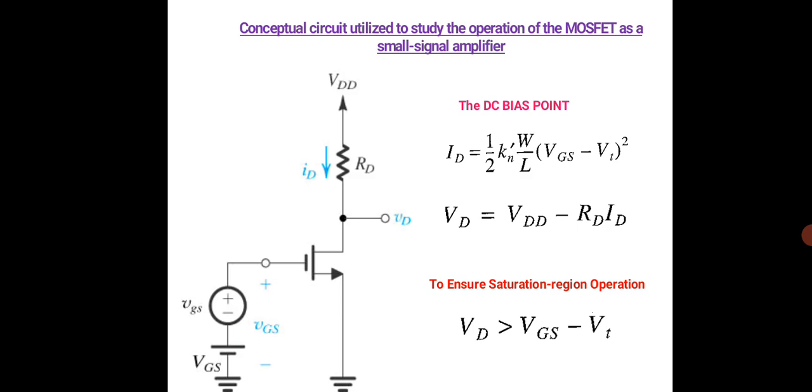So how conceptually can we utilize this to study the operation of a MOSFET as a small signal amplifier? The DC biasing current ID can be given as half Kn, it's a constant, W by L, (VGS minus VT) the whole squared. So I can say VD is equal to VDD minus ID RD. To ensure saturation region operation, VD should be greater than VGS minus VT, which we have seen in the previous slide.